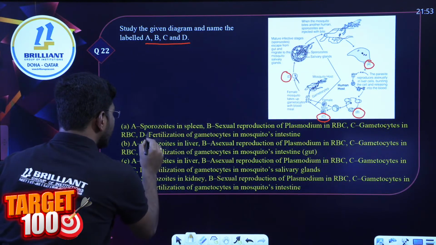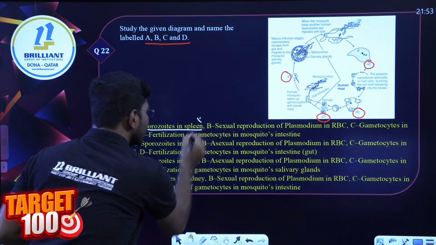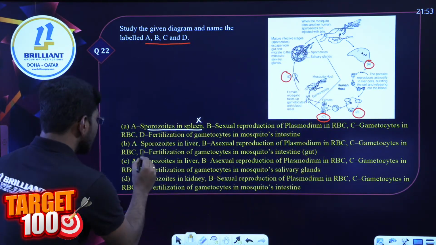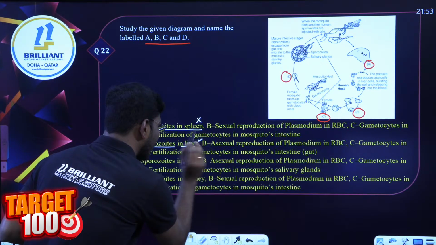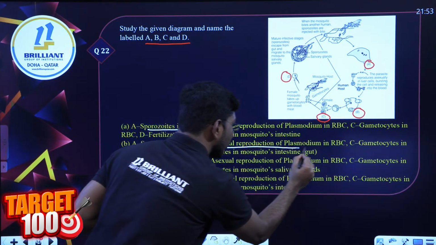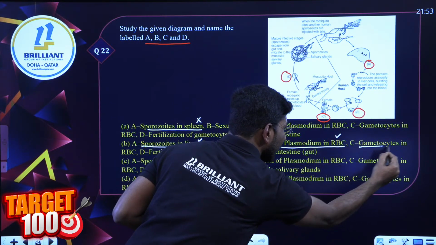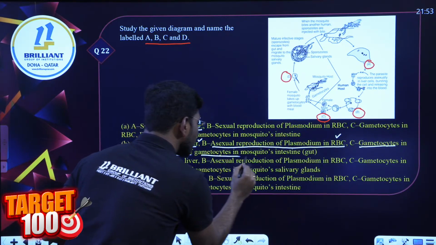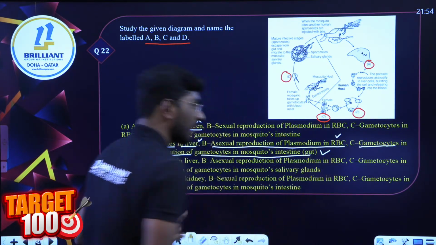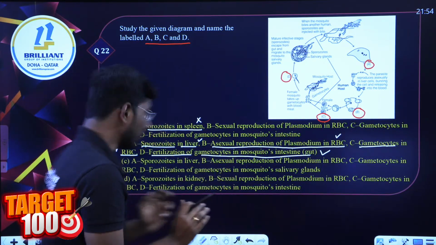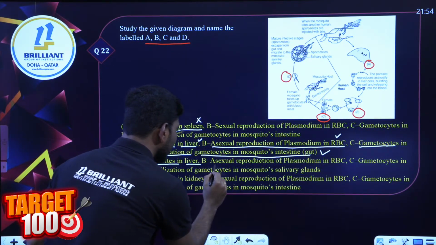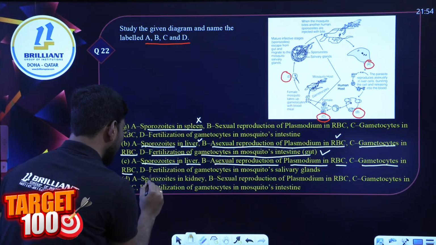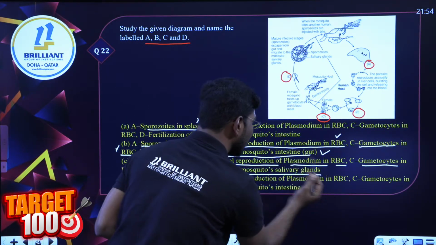So here it says sporozoites in spleen. Leave it. It is not spleen, it is liver. Sporozoites in liver, okay, appropriate. Asexual reproduction of Plasmodium in RBC, correct. Gametocytes in RBC, correct. Fertilization of gametocytes in the mosquito gut, it is correct. C option I am talking about: sporozoites in liver, asexual reproduction of Plasmodium in RBC, gametocytes in RBC, fertilization in the mosquito salivary glands.